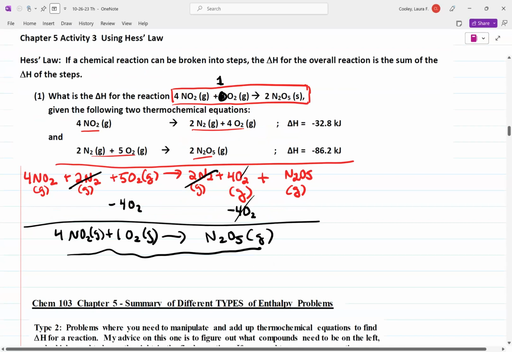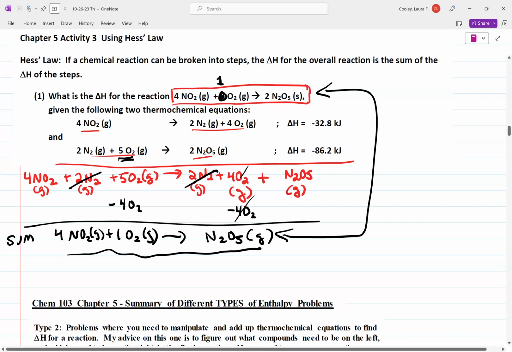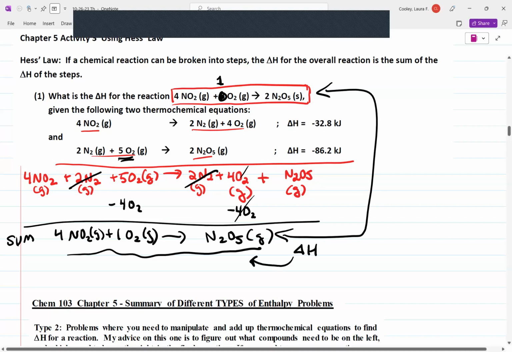So this is the sum. This one is the same as this one. Okay, the intermediate, the two equations I added. Yeah, it is on your paper, right? Okay, so your paper was right. All right. But now, what is my enthalpy change for this reaction?